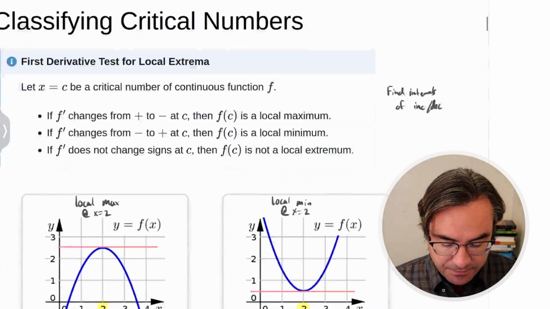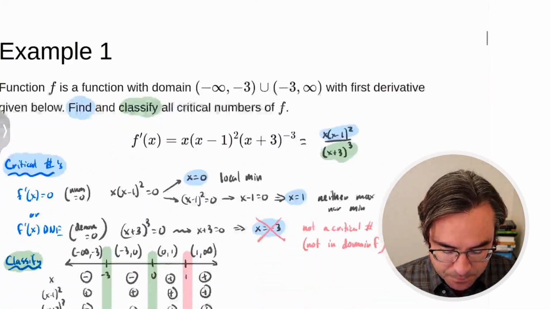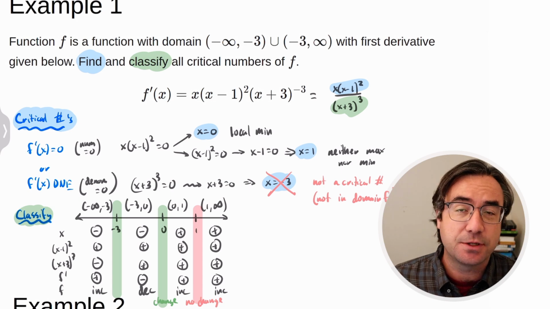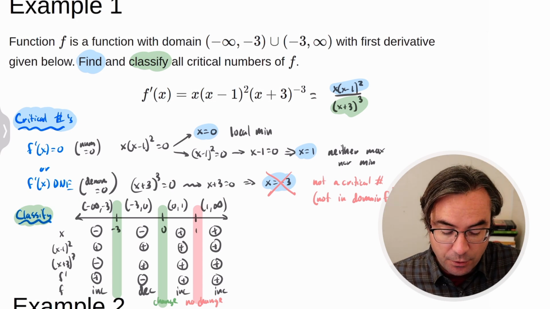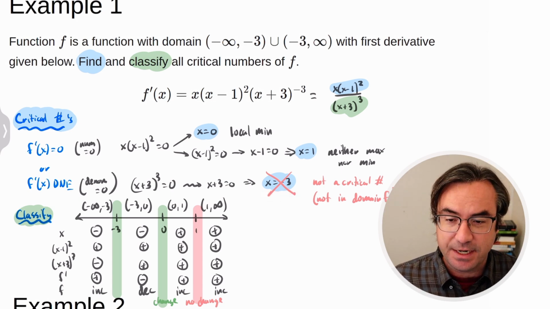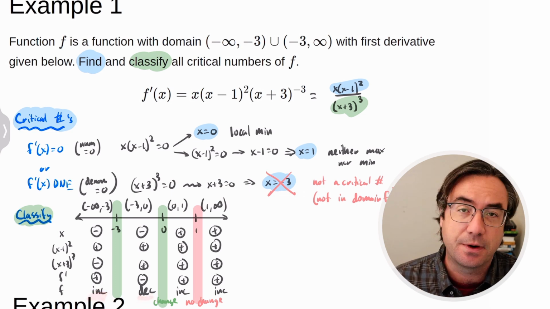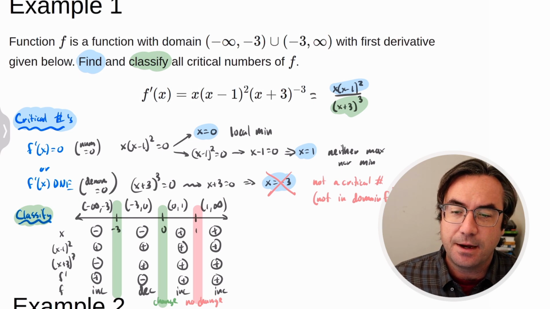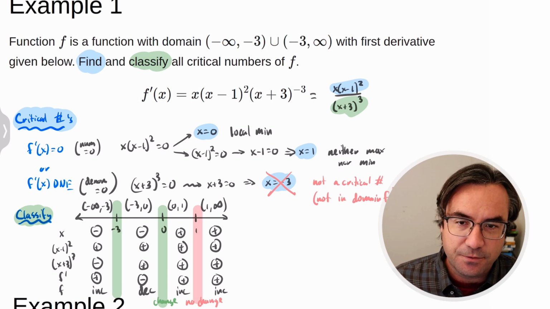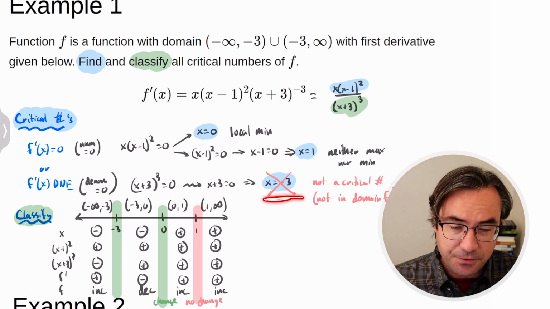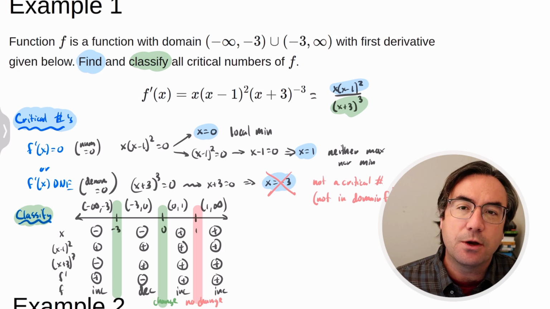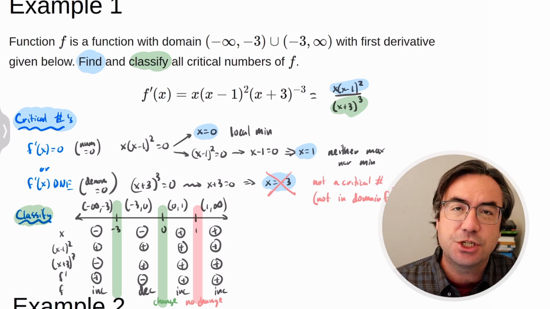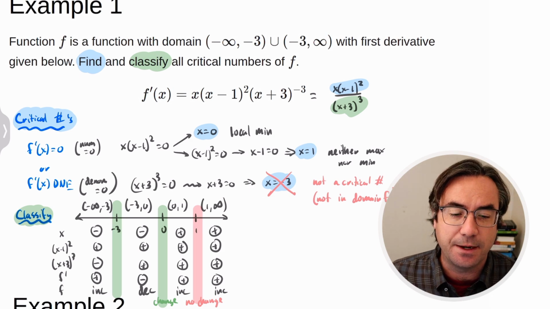But going back, when we do the sign chart for this one, that x equals negative 3 actually is important because even though our function's not defined at x equals negative 3, we can still switch from increasing to decreasing. So if we were trying to find our intervals of increase, decrease, that x equals negative 3 is still important, but when we go to find and classify the critical numbers, we just got to be a little careful to check to see if things are actually in the domain.